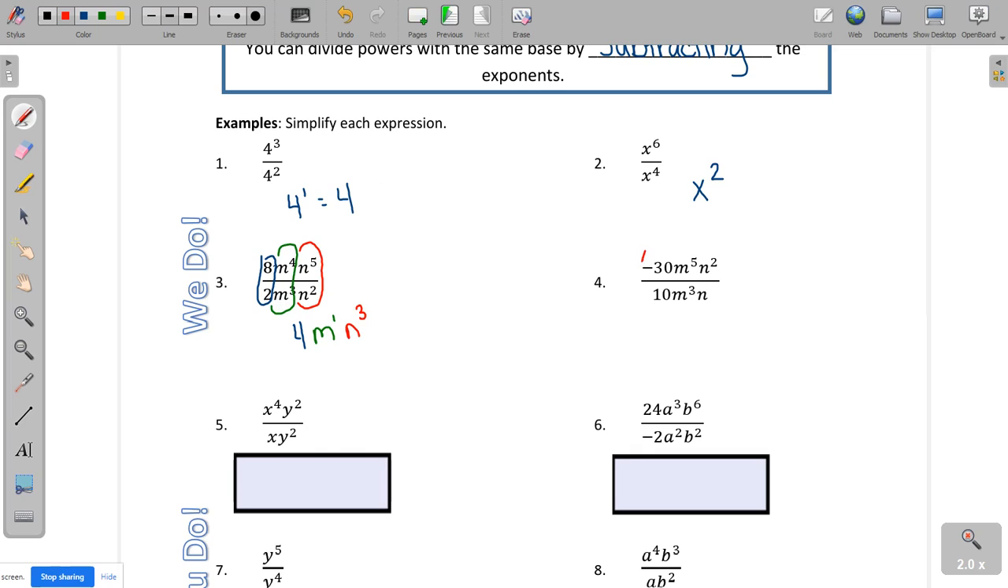So let's do our coefficients here. Negative 30 divided by 10 is negative 3. M to the 5th divided by m to the 3rd. Subtract and we get m squared. And then lastly, we have n squared divided by n. We just get n. Now I want you to do the next 6. Pause the video, come back and check your work.